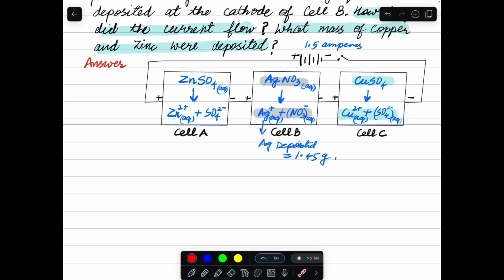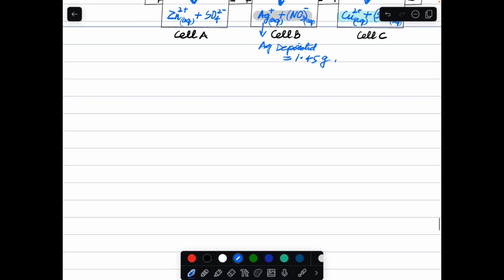So the very first step is to find out in how much time 1.45 gram of silver is deposited. In the same time, there will be deposition in cell A and cell C. So indirectly, with the help of this time, we will find the quantity of zinc in cell A and the quantity of copper in cell C. We will start with cell B, because for A and C we will find out using the cell B information.